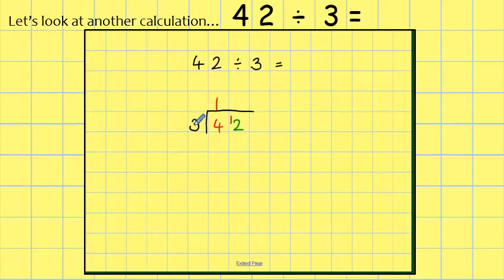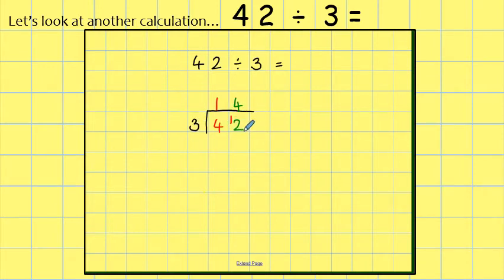Now ask yourself, how many lots of 3 are there in 12? We can use repeated addition for this one to help us, if you want to. Think of it as jumps on a number line. So we've got 3, and then plus 3 is 6, and then another 3 is 9, and then a fourth 3 is 12. So there are 4 lots of 3 in 12.